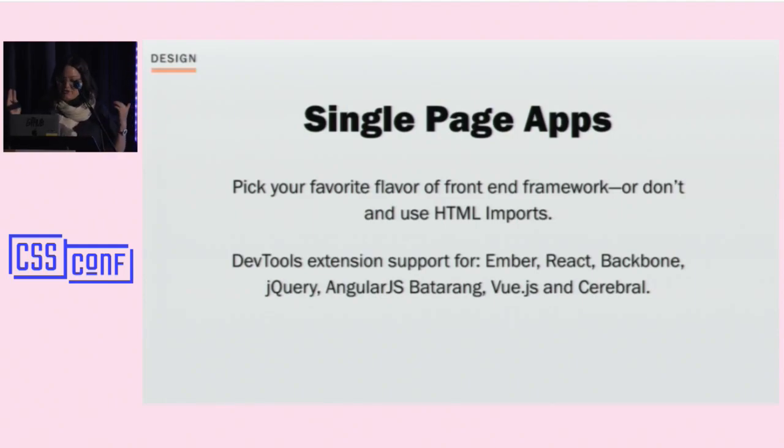And you can pick your favorite flavor of front-end framework, or not. You can use HTML imports. That's what we used in the API demos app, and it worked really nicely. And Electron has DevTools extension support for Ember, React, Backbone, jQuery, Angular, all of these things. And so if you have a framework you already know and love and want to use it, it works with Electron.